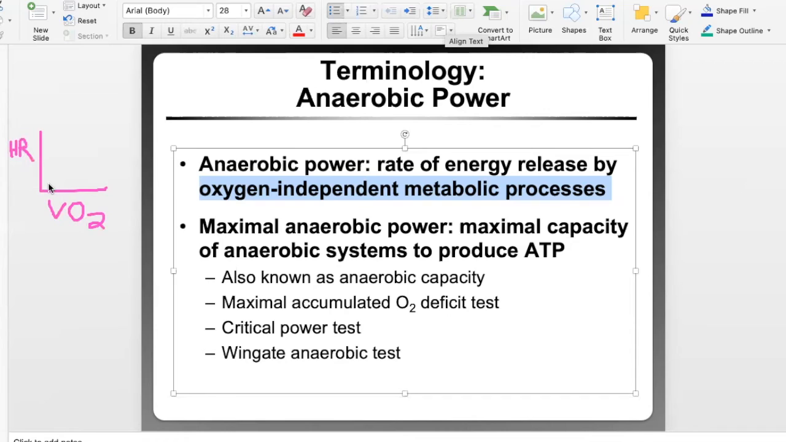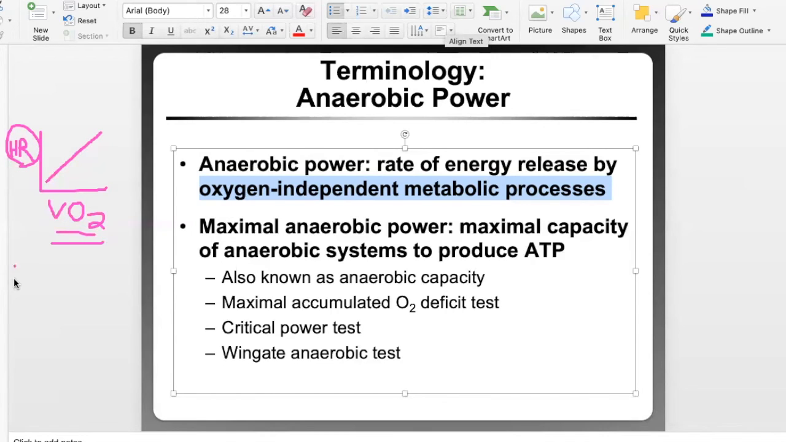So as VO2 max, or the need for oxygen, goes up, the increase in heart rate accompanies it in a linear relationship. So if you want to get an assessment of VO2 max, a lot of times you can measure heart rate instead of VO2.